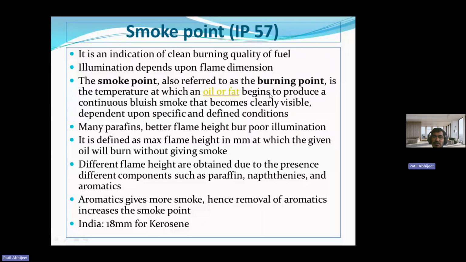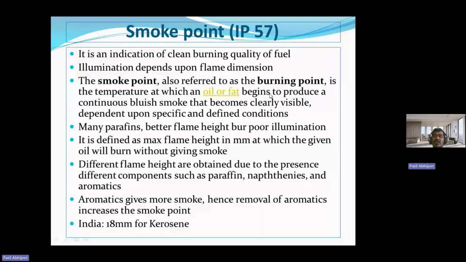Many paraffins have better flame height but poor illumination, so they have a very low smoke point. That's why it is defined as the maximum flame height in mm at which the given oil will burn without giving any kind of smoke, without causing fumes, especially black colored fumes. That is called the smoke point.